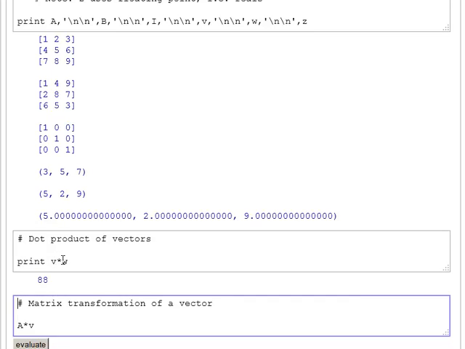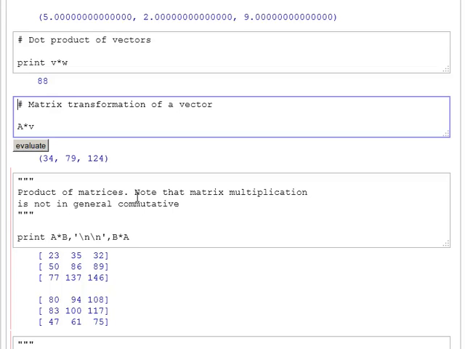So the dot product of v and w is defined as, here's v and here's w. I would multiply the corresponding elements and then add them up. So here's 63 plus 10 plus 15. So 63 and 10 is 73, and 15, that's 83, and 5 is 88. There you are, 88. So if I evaluate that again, it comes out 88.